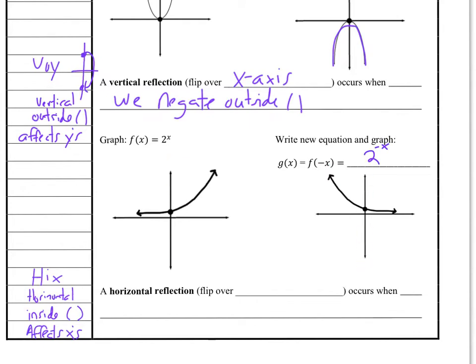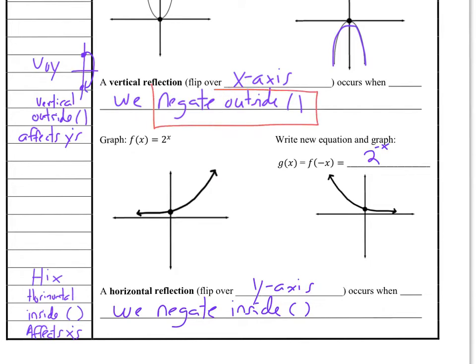So that is a horizontal reflection, a flip over the y-axis, and it occurs when we negate inside parentheses. And that's key that you want to notice that. So when we negate outside parentheses up here, it is a reflection over the x-axis. It's a vertical movement. When we negate inside parentheses, that is a horizontal movement, and it is reflected over the y-axis.